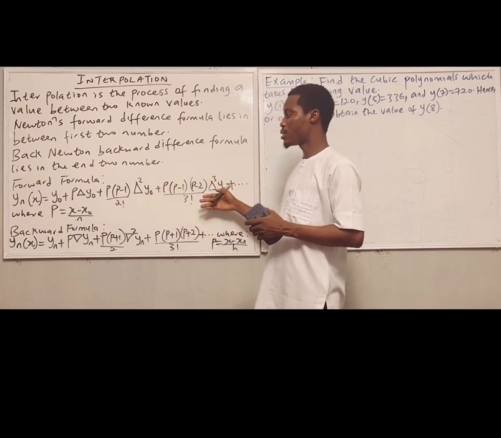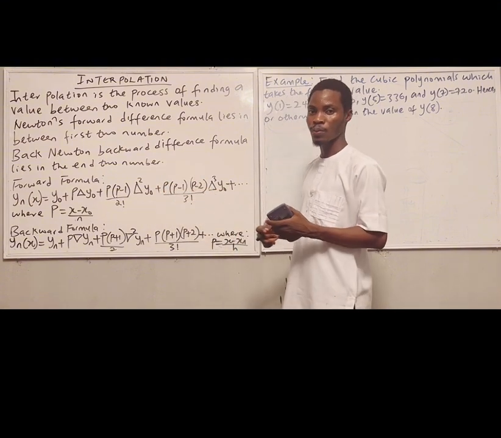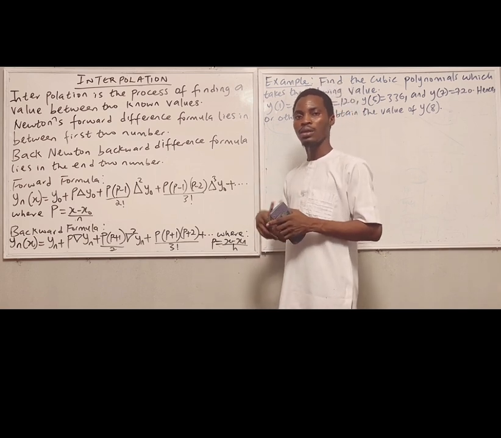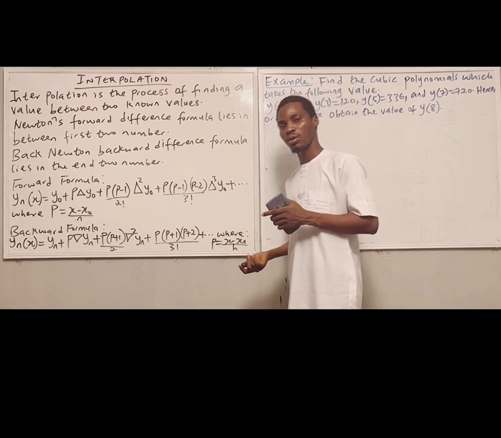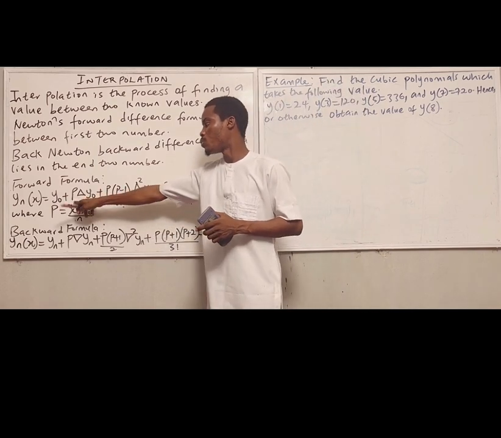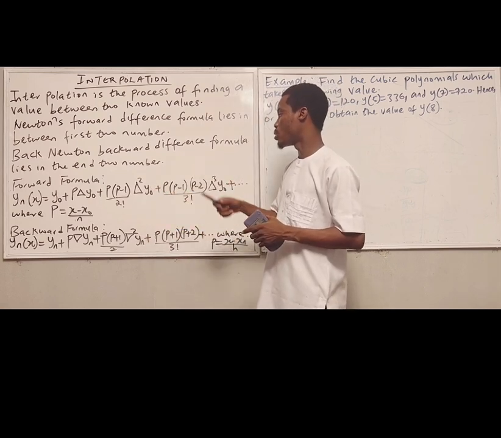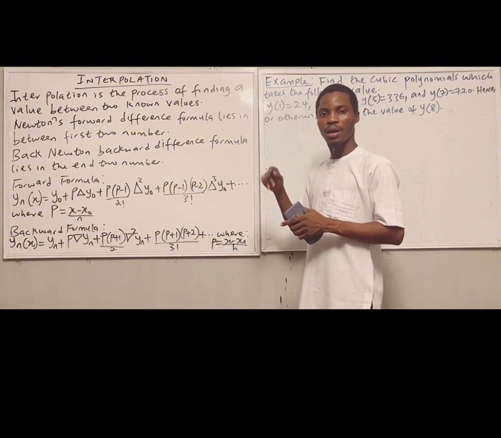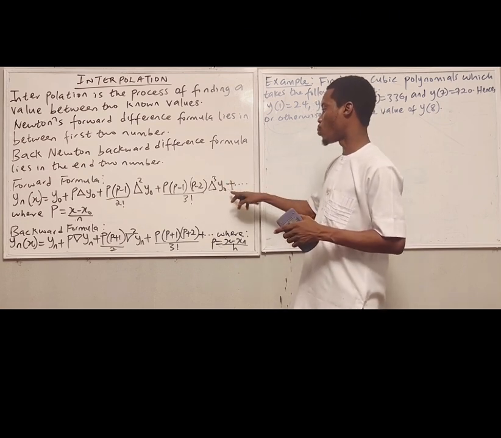This is a good example of a term of binomial expansion. Remember that in a binomial expansion we have 1 factorial, 2 factorial, 3 factorial, 4 factorial. If it is 2 factorial, we are going to have p(p minus 1) all over 2 factorial. If it is 3 factorial, p(p minus 1)(p minus 2) all over 3 factorial. If it is 4, p(p minus 1)(p minus 2)(p minus 3) all over 4 factorial, the delta cubed y plus infinity.